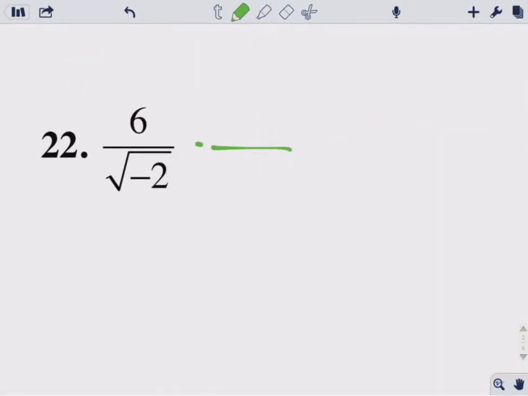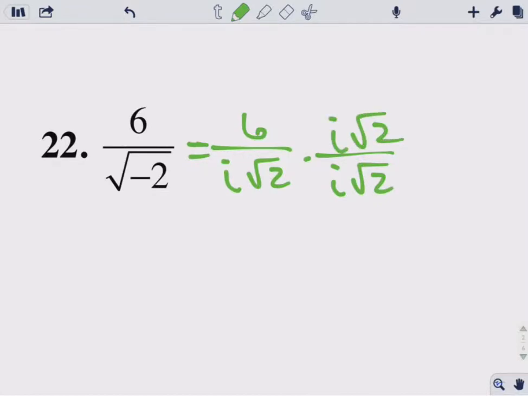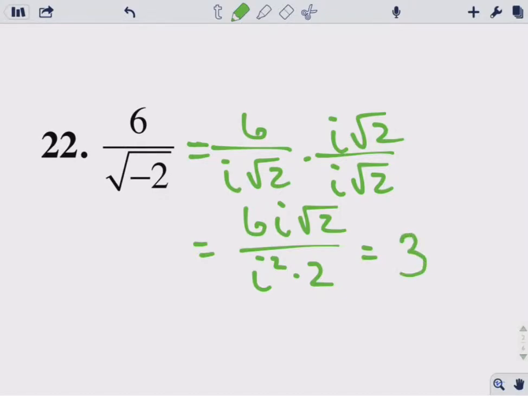Okay, rewrite this with an i. That's i root 2 on bottom, 6 on top. So now I do have to multiply an i and a root 2 and i and a root 2. That gives me 6i root 2 on top, and i squared times 2 on bottom. So i squared is negative 1, 2 goes into 6, 3 times, negative 3i root 2.